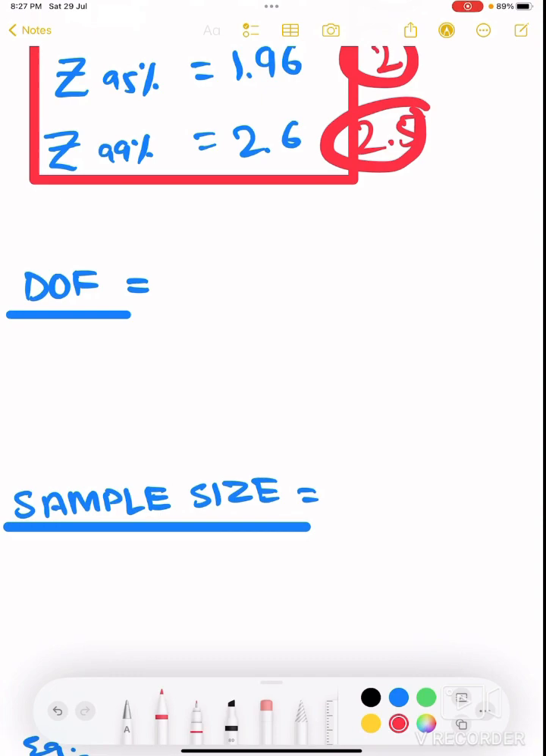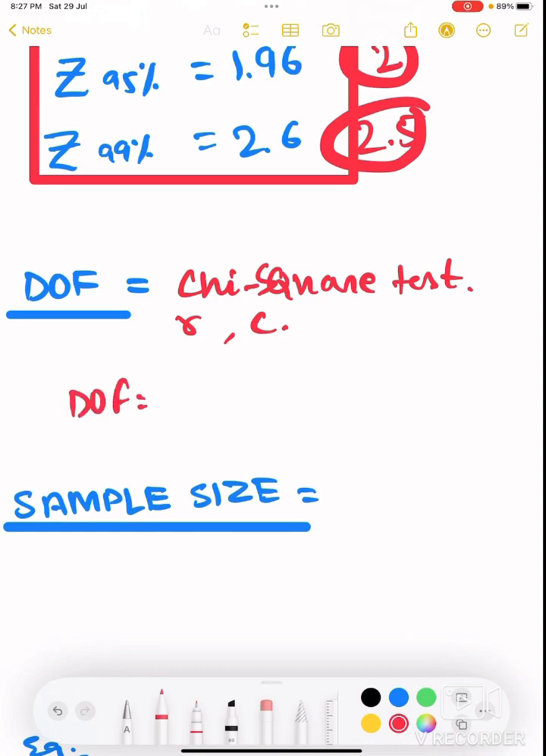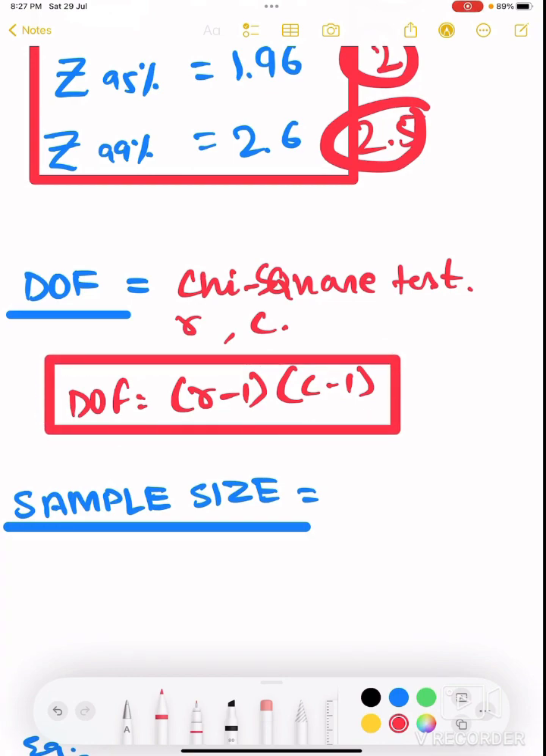Now, degree of freedom. Degree of freedom is actually calculated in chi-square test, right? In chi-square test, there is a table. The table contains rows and columns, right? So what will be the formula of degree of freedom? The formula is row minus 1 multiplied by column minus 1. So this is the formula of degree of freedom.